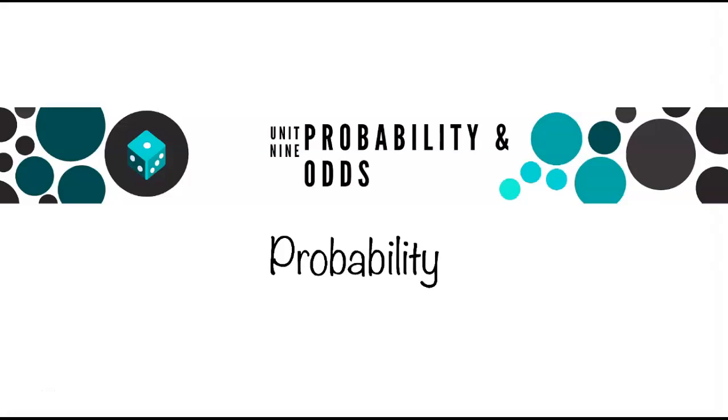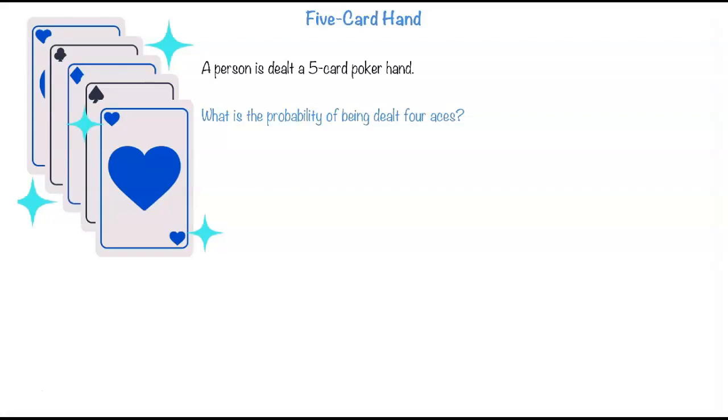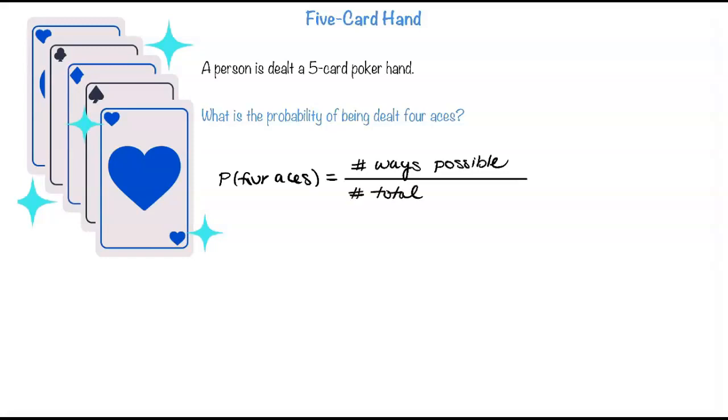In this lecture video, we'll learn how to calculate probability. Let's take a look at the example of being dealt a 5-card poker hand. What's the probability of being dealt 4 aces? In order to calculate the probability of 4 aces, we need to know the number of ways this is possible and divide that by the total number of possibilities.